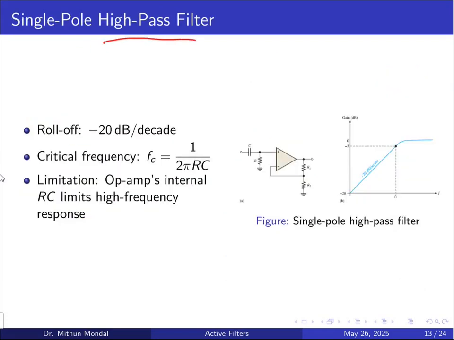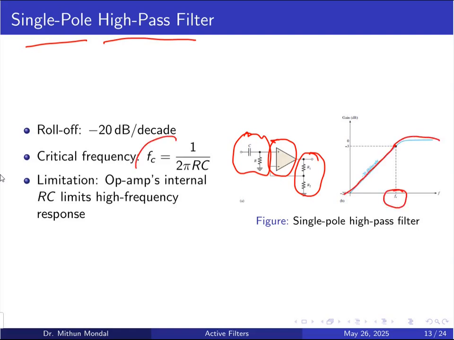Now let us discuss the high pass filter with a single pole. So you have basically a connection of an RC network, which is frequency selective, to the op amp and the feedback circuit. You are having the rolling off rate as minus 20 decibel per decade up to the critical frequency, and then it is becoming flat. So critical frequency again is the same, 1 by 2 pi RC, and this is limited because of the internal RC limit of the frequency response.